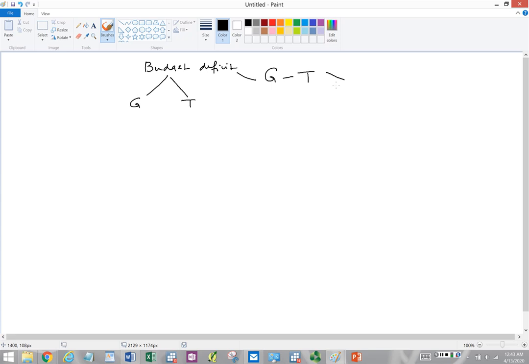So if this were positive, this would be when G is bigger than T. If the government is spending more than it collects in taxes, that is when it is said to be running a budget deficit, because the budget deficit is a positive number. The government is spending more than it's collecting in taxes, right? So the government runs a budget deficit when it spends more than it collects in taxes.